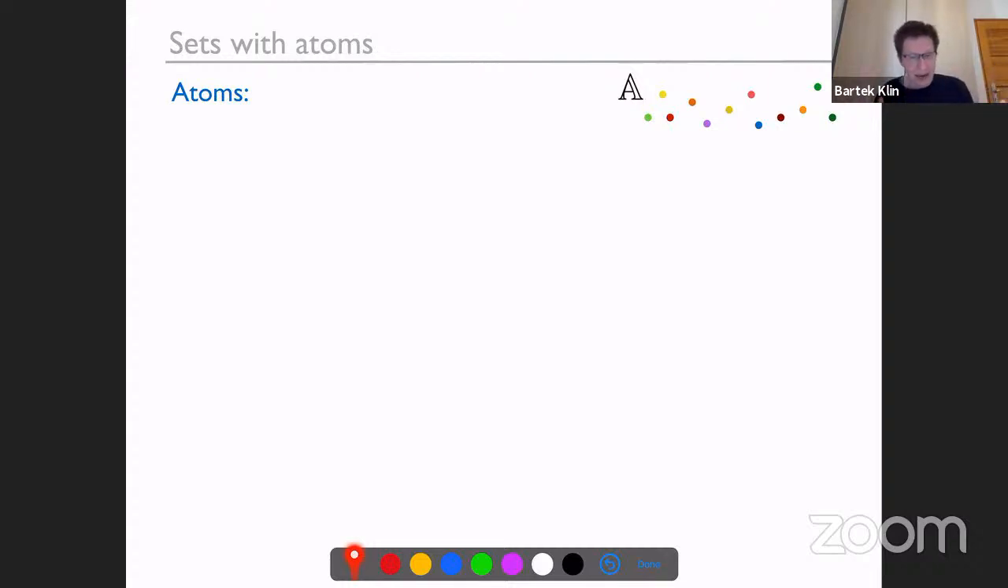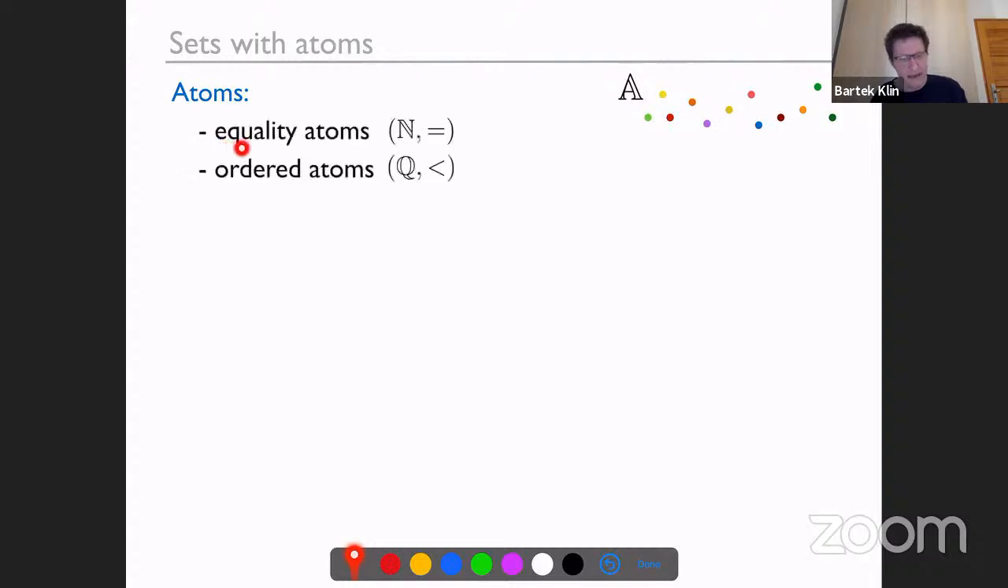But in this talk I will only speak about two of them, and mostly about one of them. So if you're not familiar, feel free to think that atoms is just a set of natural numbers, and the only relation that I'm ever allowed to use on these numbers is equality. So no addition, nothing like that. I can only compare atoms for equality.